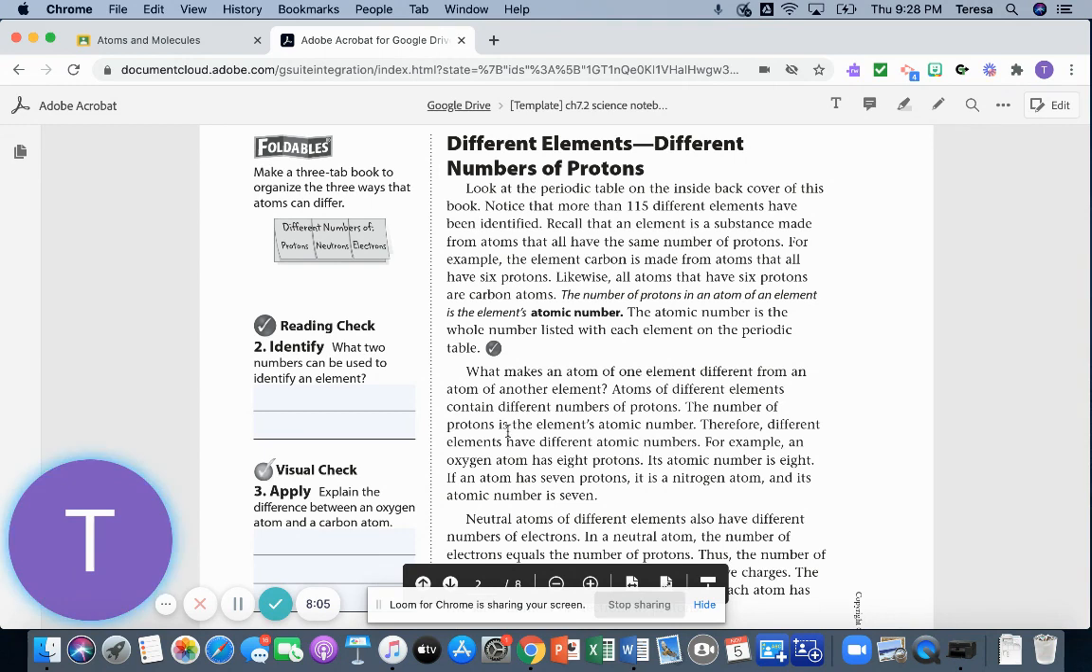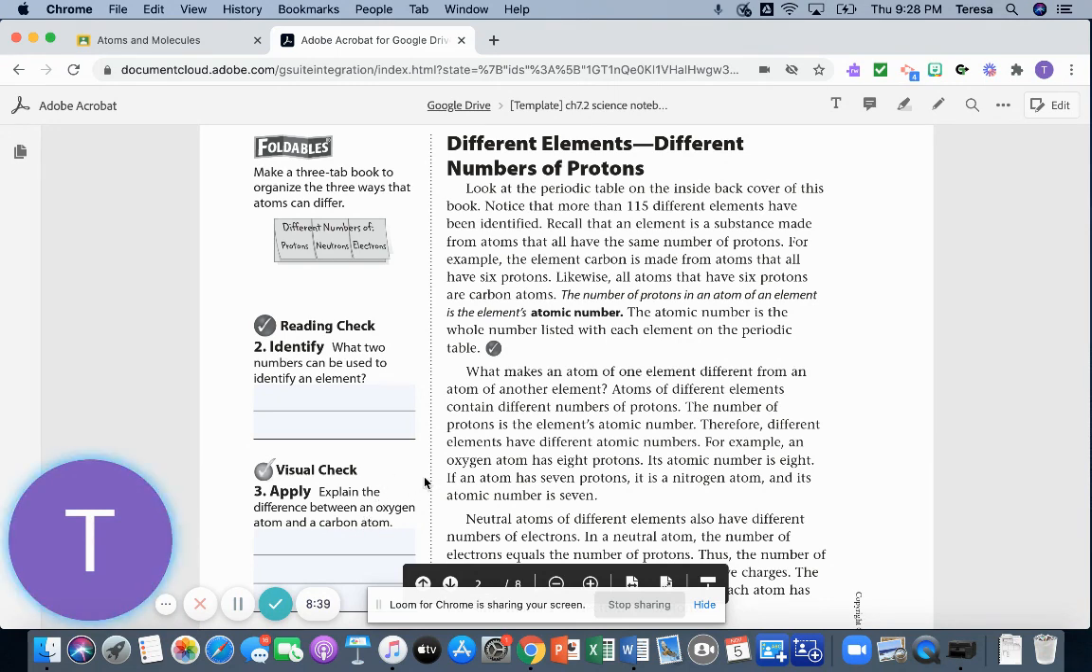For example, oxygen has 8 protons. Its atomic number is 8. If an atom has 7 protons, it is a nitrogen atom, and its atomic number is 7. Now, explain the difference between an oxygen atom and a carbon atom. Up here in the first paragraph, it's talking about carbon. The element carbon is made from atoms that all have 6 protons. All atoms that have 6 protons are carbon atoms.